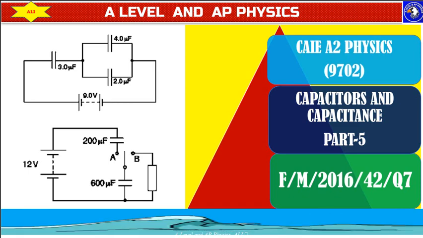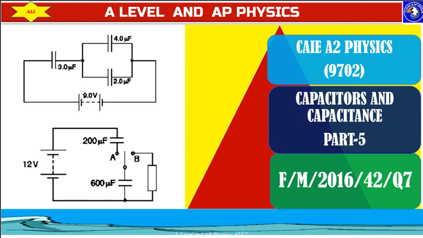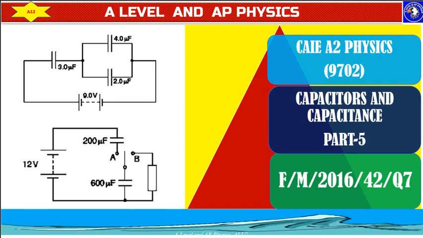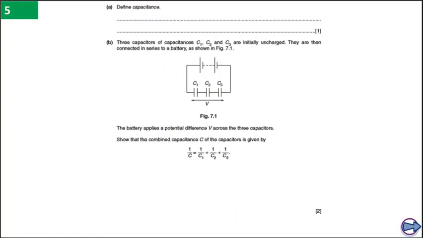In today's lesson, we will talk about capacitors and capacitance from Cambridge A2 Physics. In this lesson, we will only focus on a past paper question, and today's question is from March 2016, question number 7. Part A is simply asking us to define capacitance, and this is a typical question. You will see this question again and again in many past papers.